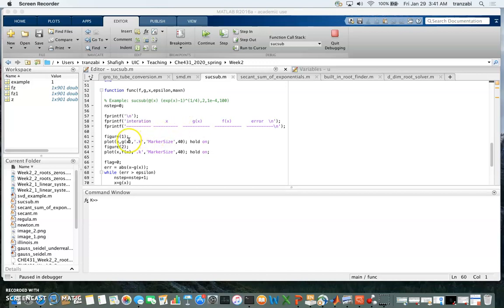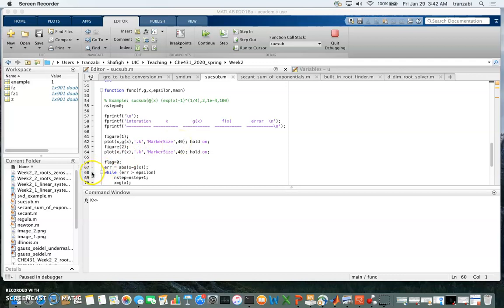So then we go to the plot window, and we're going to plot our initial guess. So our initial guess is going to be x, right? So we take it from the argument list, we evaluate g of x, and then we plot that on figure 1. On figure 2, we're going to plot x and f of x, or f of x against x. Again, we're going to use a black dot. Marker size is 40 here, 40 here, so it's rather big dot.